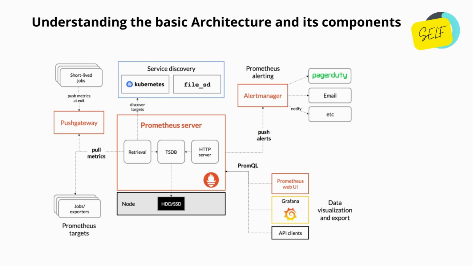Next, you can see the Prometheus server also pulls metrics from the push gateway. You'll learn about this push gateway, what it is and how it works. The next is the alert manager, which is used for alerting, and the Prometheus server is the central component which pushes the alerts to the alert manager for the alerting.